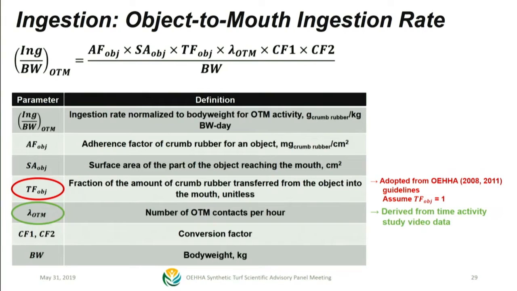So for young child bystanders, archived video footage is used to estimate the object-to-mouth contacts that may occur on the sidelines. It's anticipated, once again, that these behaviors would be similar to those that would occur on synthetic turf fields and would be reasonable to represent their exposure on turf fields.